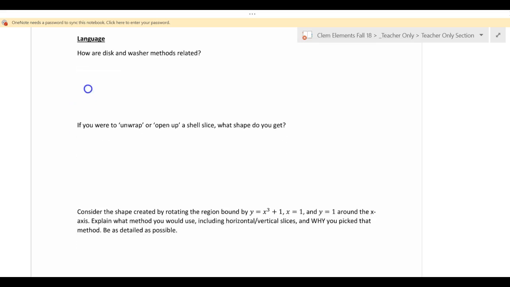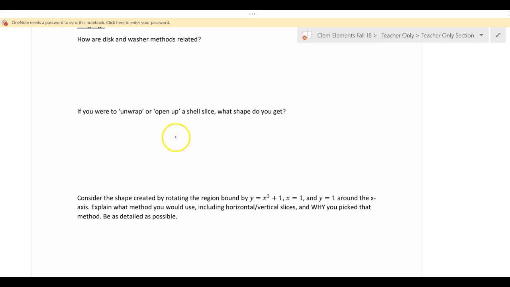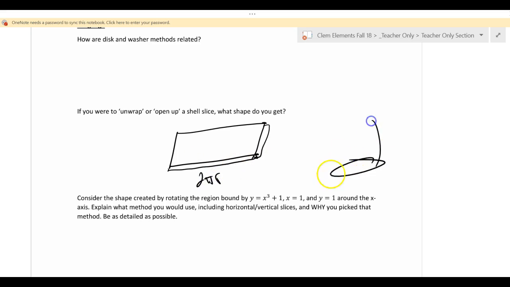If you unwrap or open up a shell slice, that just gets you a rectangular prism. When you unwrap it, it just kind of looks like that. And that's why the base is 2 pi r, because it's the circumference when it's wrapped up as a shell. When you unwrap it, it's just that length right there, and then the height, with your dx or dy being this depth right here. And h is just that length.